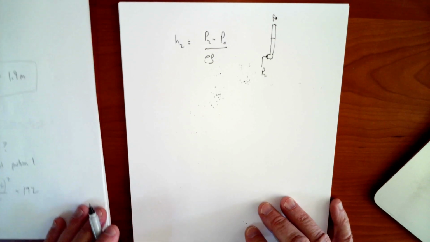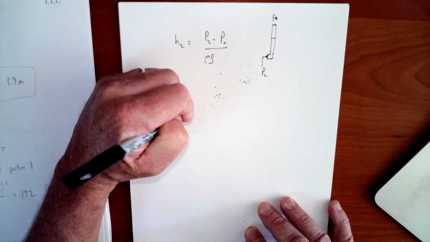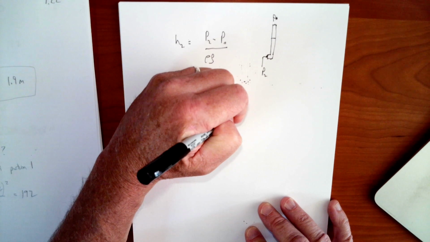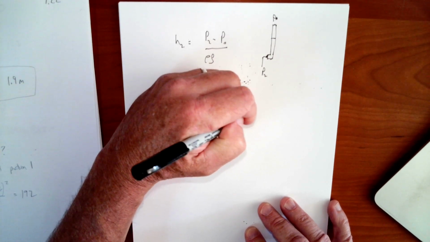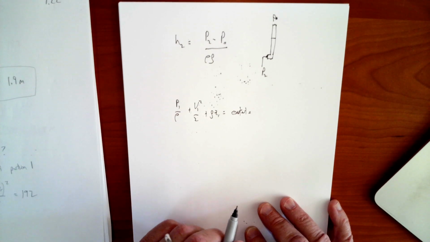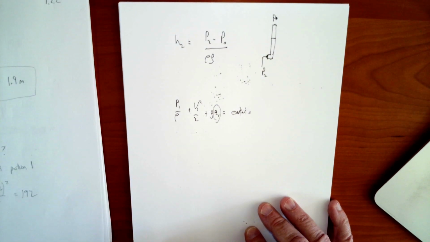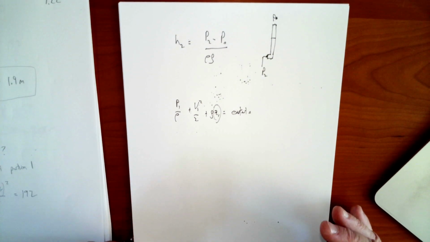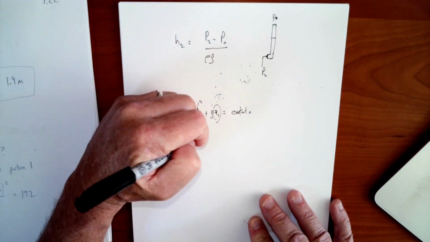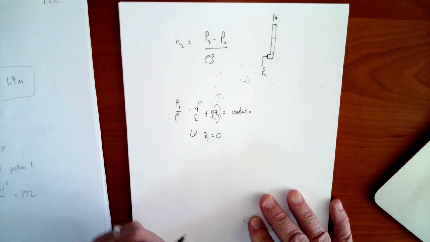So P1 over rho plus V1 squared over 2 plus g Z1 is equal to a constant. We can actually figure out what that constant is if we want. In order to define that constant, we would have to come up with a value for Z1. So what height do we want to make Z1? Well, of course, you can make it anything you want. Put your axes anywhere you want. I'm going to put my axis so that Z1 equals 0, so that I can zero that term out.